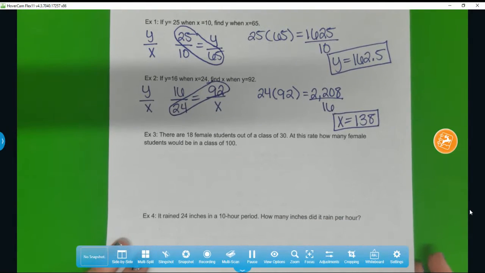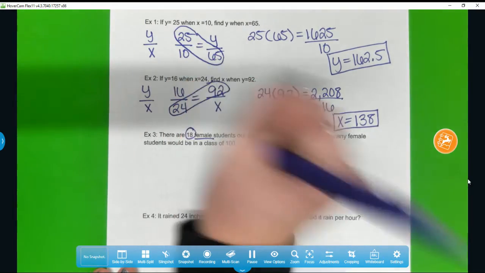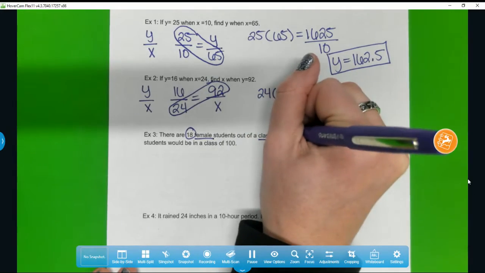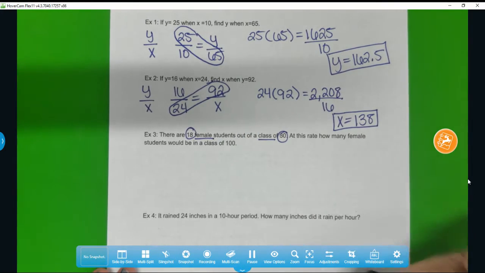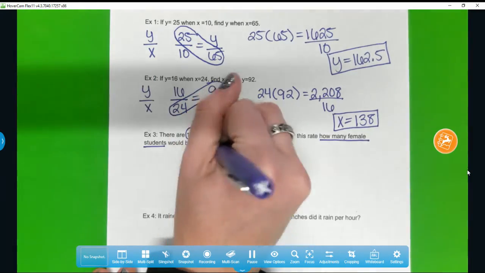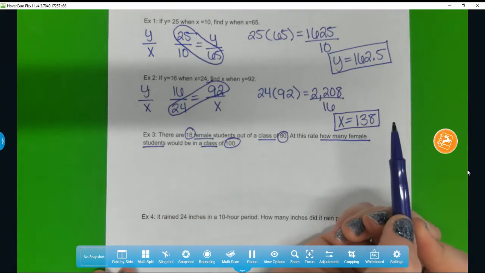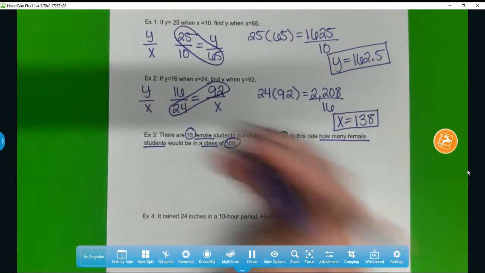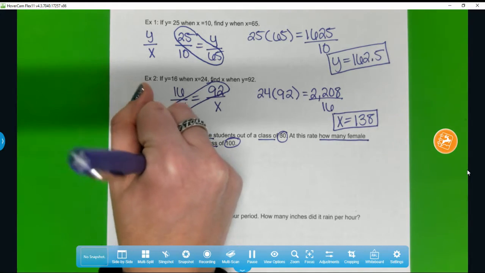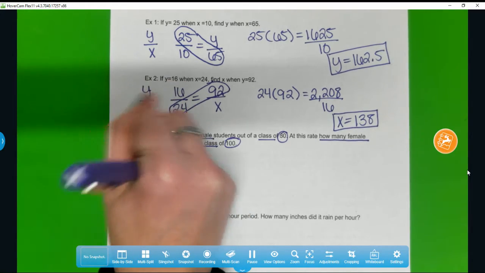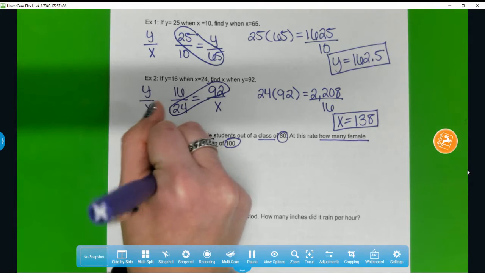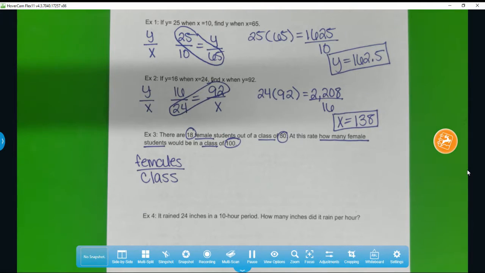All right, so example 3. There are 18 female students out of a class of 30. At this rate, how many female students would be in a class of 100? So this time, instead of using y and x, we're going to use words. So the two things we're comparing are females and then the class, the whole class. Okay, and I always like to write it out so I make sure I set it up correctly.